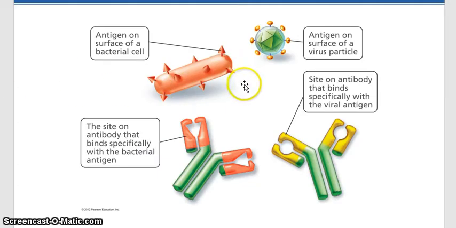So here you can see a variety of antigens displayed, like on this bacteria cell, and then the antibody that would interact with that particular antigen. Here's an antigen displayed on a virus particle, and then an antibody that would be specifically interacting with that antigen on the virus particle.